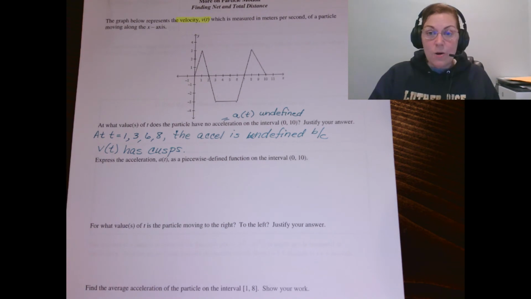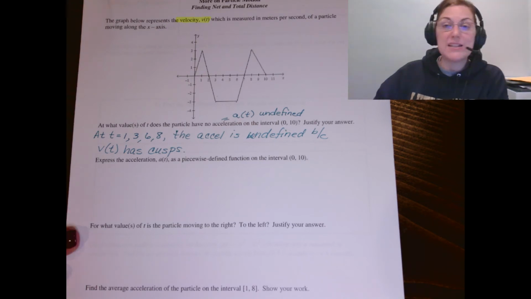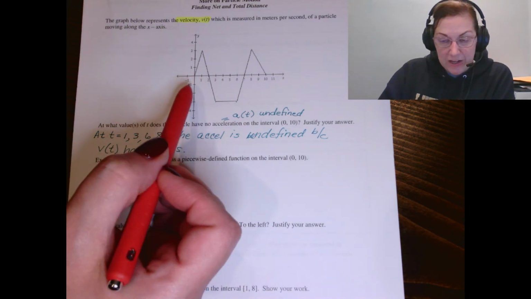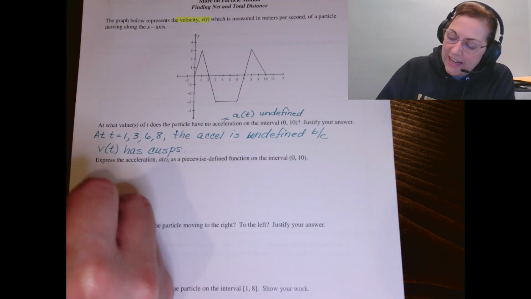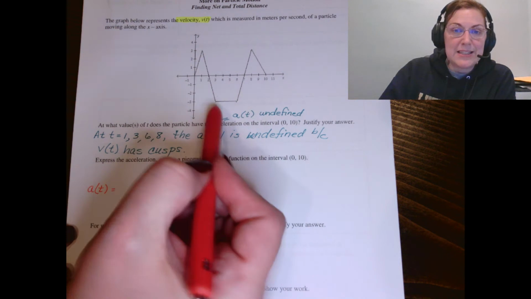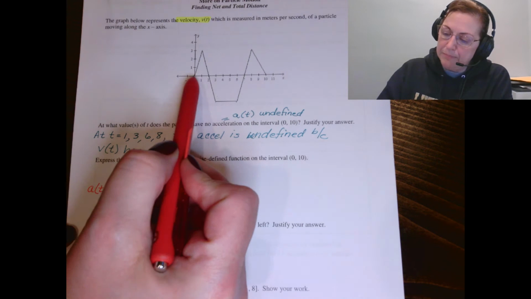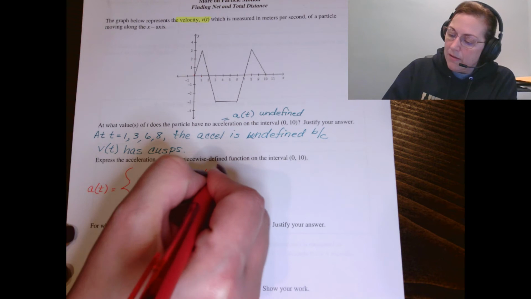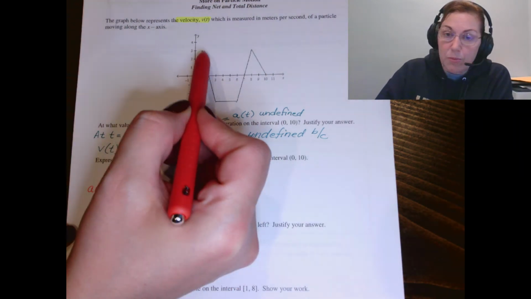All right. Now, the next part wants us to express the acceleration as a piecewise function. So remember, the acceleration is the derivative here. We want to write a piecewise function for the derivative. So we're going to take this in pieces because I see these line segments. That's really what we're working from. So let's write for the first piece. It's from 0 to 1. And we're doing the slope. Remember, just the slope because we're doing the derivative. That slope would be 3 over 1.